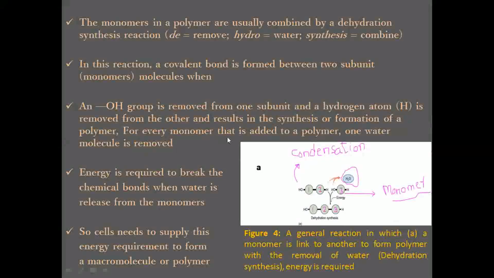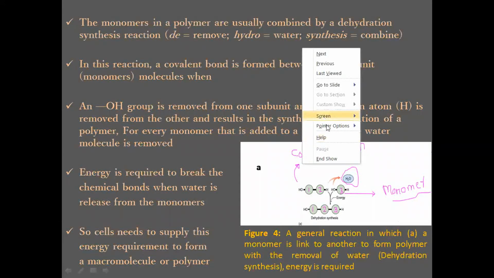For every monomer that is added to a polymer, 1 water molecule is removed. Energy is required to break the chemical bond when the water is released from the monomer. So the cell needs to supply this energy requirement to form a polymer molecule. Here we can see in this figure a general reaction in which a monomer is linked to another to form a polymer with the removal of water. For example, this is dehydration synthesis, energy is required.